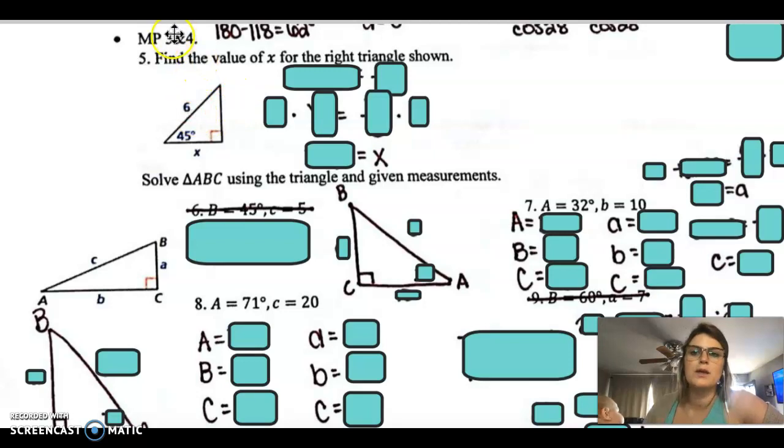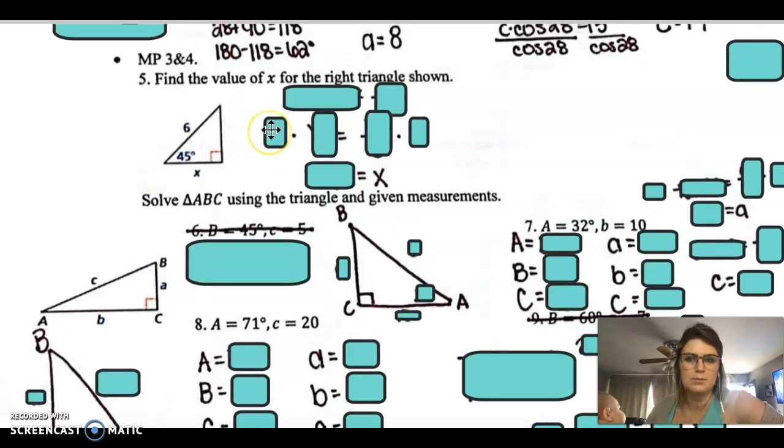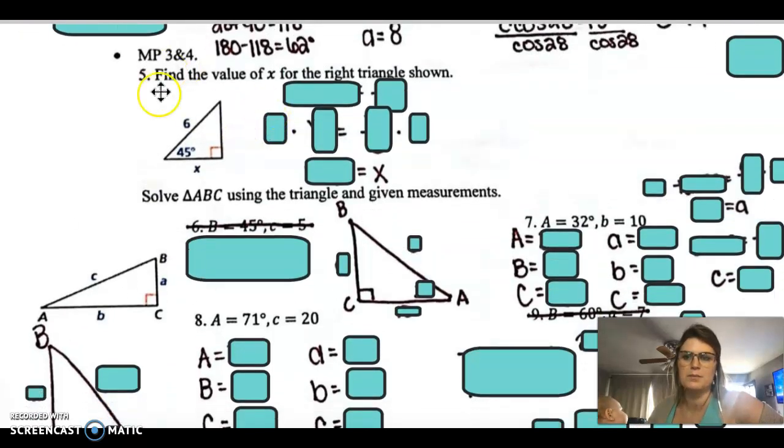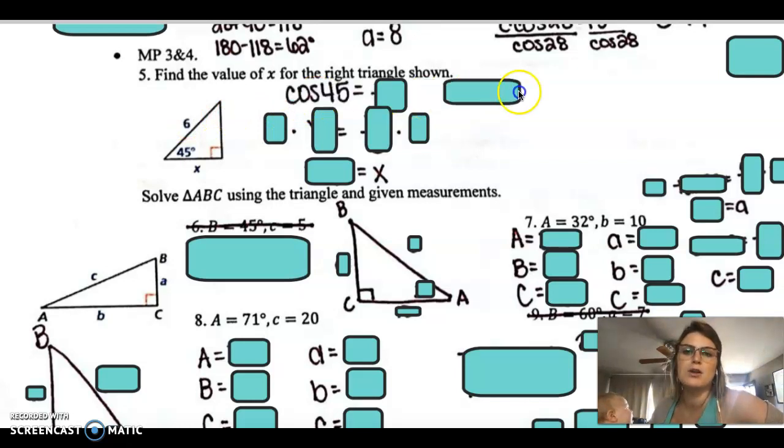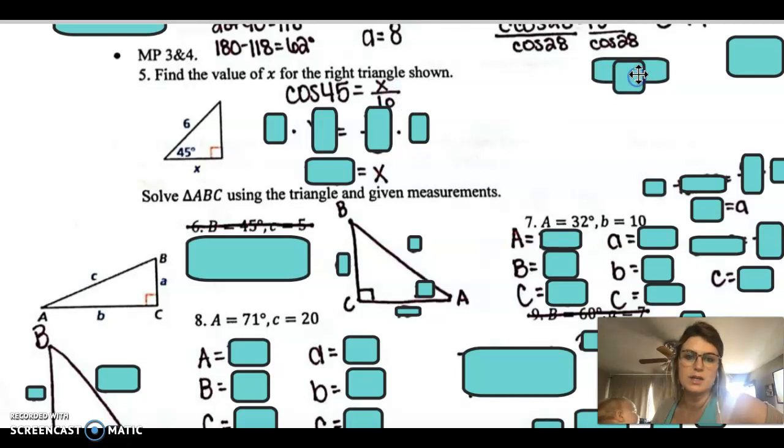Okay, so MP 3 and 4, I want you to try number 5 right here. Actually, I'll have you try it in a second because this one has a 45-degree angle. So that's going to be a special triangle, which we'll have to use that little chart. So from 45, x is adjacent and 6 is hypotenuse. So adjacent and hypotenuse is cosine. So you have cosine of 45 is x over 6.